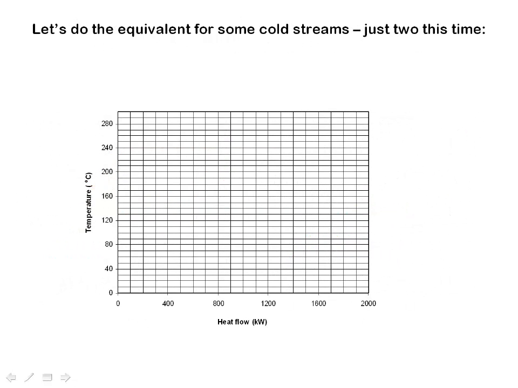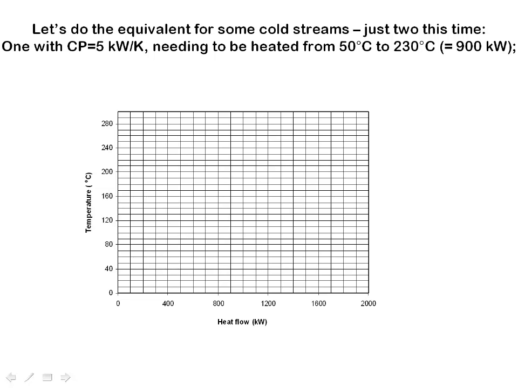Just to run through it again, let's do the same again for some cold streams. This time we're just going to have two cold streams. So our first has a flowing heat capacity of 5 kilowatts per Kelvin. It's being heated from 50 to 230 degrees C, and it therefore requires 900 kilowatts of heat. There's its flowing heat capacity.